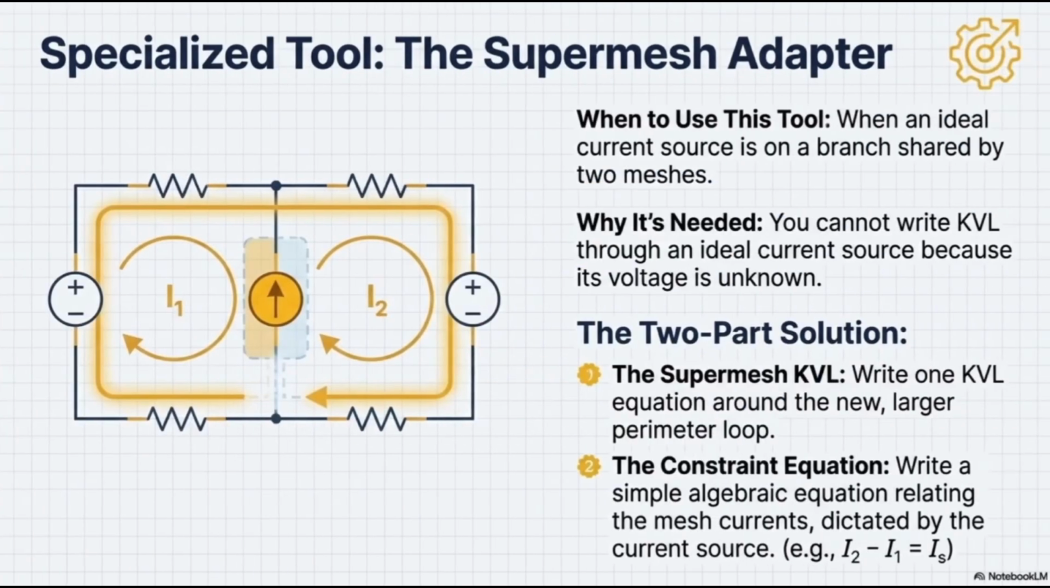So those are the ones we were talking about. This is the supermesh we were mentioning, and at what point we are going to use it. So what is a supermesh, or a specific kind of mesh, which we can consider as a loop, at a point when an ideal current source is on a branch shared by 2 meshes.